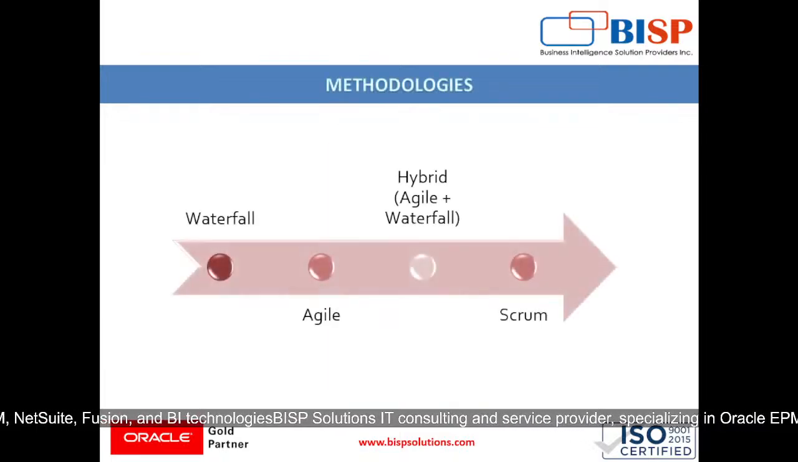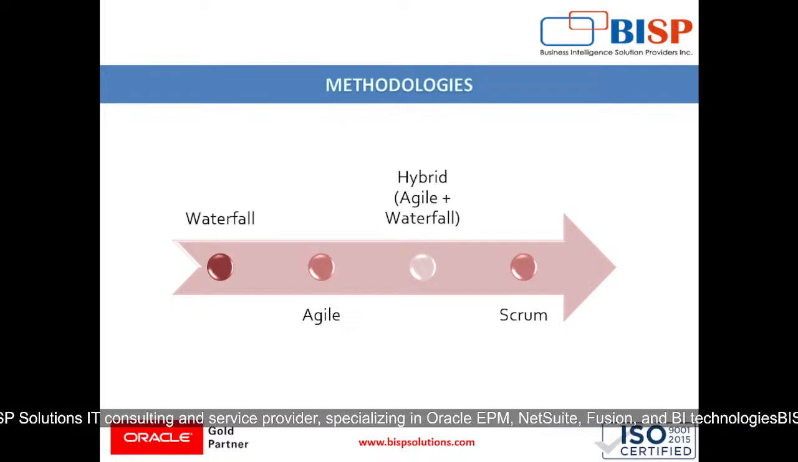Then comes our methodologies: waterfall, agile, hybrid, which is agile and waterfall both, and scrum. In waterfall, as we have discussed previously also, it is sequential phases, and requirement gathering is done first. After that, designing is done and implementation is done. After implementation, testing is done and deployment is done.